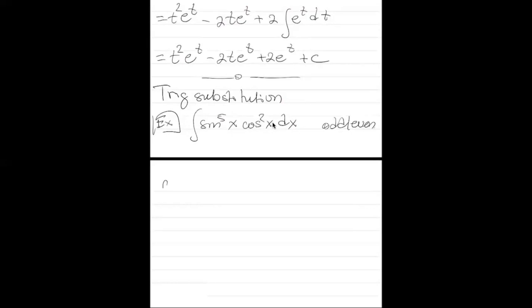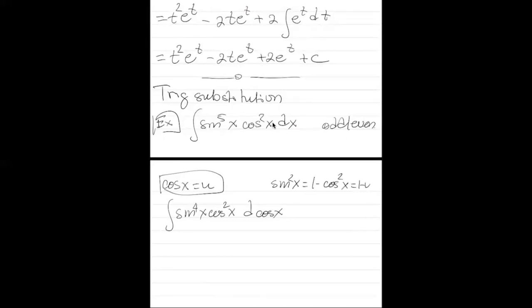The derivative of cosine x is sine of x. So now with the substitution, everything is good except for the sine. So sine squared of x is 1 minus cosine squared of x, which is 1 minus u squared. I have sine to the fourth x, so that would be 1 minus u squared, squared. So we're ready to substitute. I'm going to have 1 minus u squared, squared. Cosine squared x, that's just u squared du.